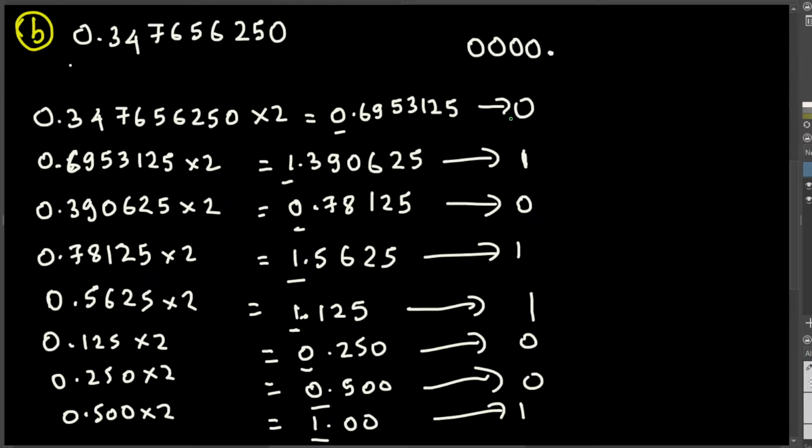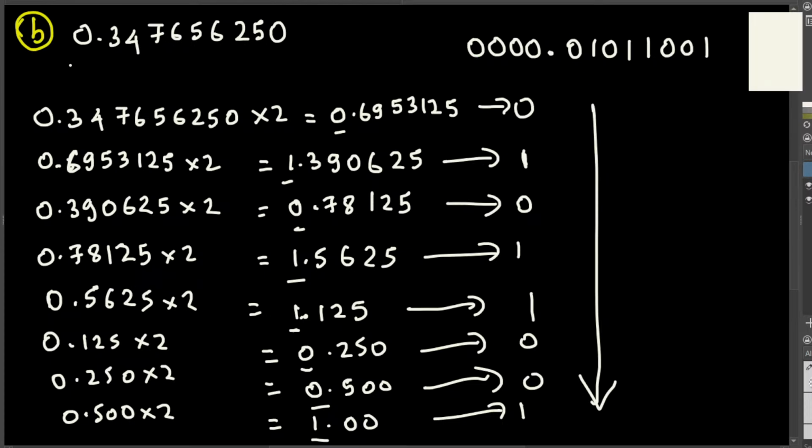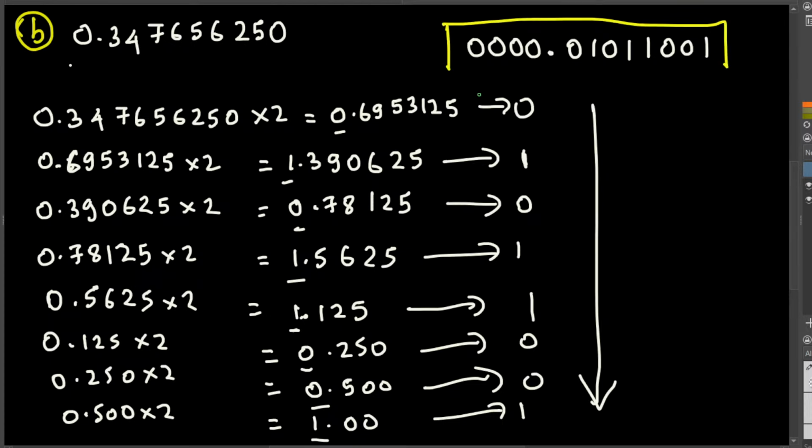Now here also we end up with exactly 8 bits. We read from top to bottom: 0 1 0 1 1 0 0 1. We already have 8 bits, and it exactly entered like this. So this is the final answer. We don't have anything else. This is the final answer for the B part.